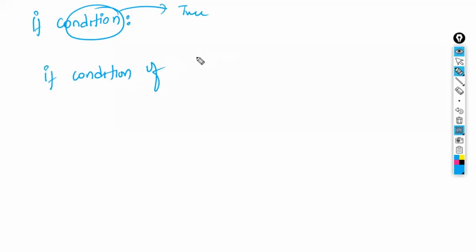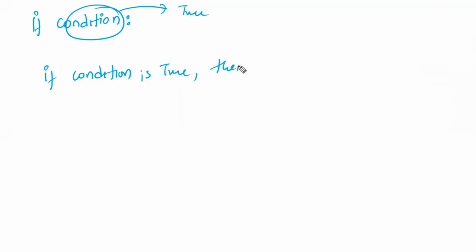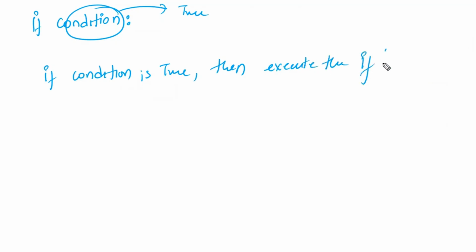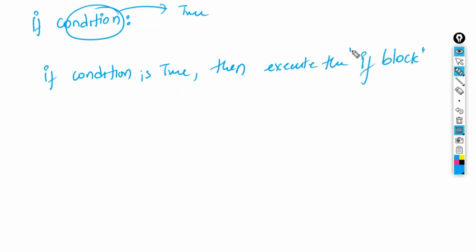If this condition is true, the output of this is true, then the meaning is: if a condition is true, then execute the if block. Whatever the if block is there, execute the if block. If the given condition is false, then just ignore the if block.